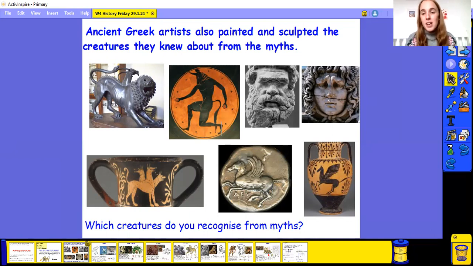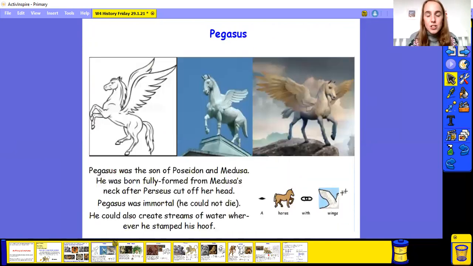I learned that in school, and you can tell everyone about it. So, the first creature, I'm sure one of your favorites, is Pegasus.